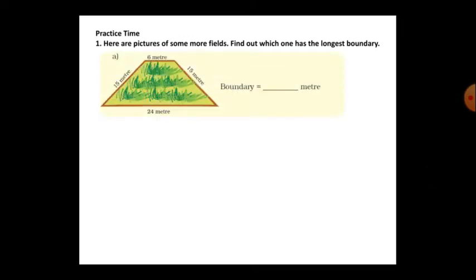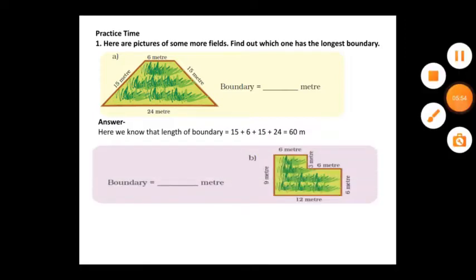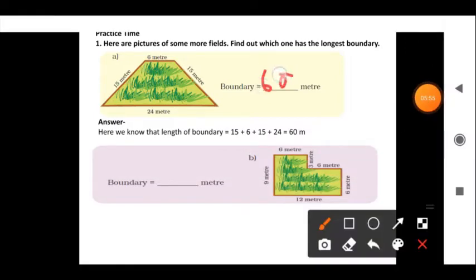By seeing these pictures, you need to find which one has the longest boundary. I already told you, to find the boundary you have to add all the given lengths. See here, boundary A: what are the lengths? 15 meter plus 6 meter plus 15 meter plus 24 meter. If you add, you get 60 meters. So boundary A is 60 meter.